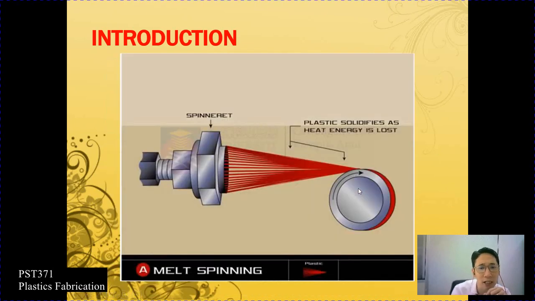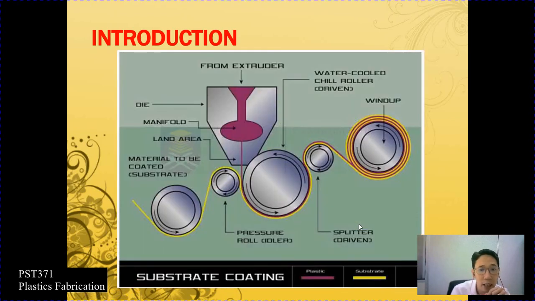And then we have melt spinning. Usually this extrudes a series of continuous articles that will be wound up to produce strings or wires of extruded parts. Then we have substrate coating, where a substrate can be fabric, paper or another polymeric material itself, and you coat it with another polymeric material. The substrate coating can be either single ply, two ply or multiple ply.